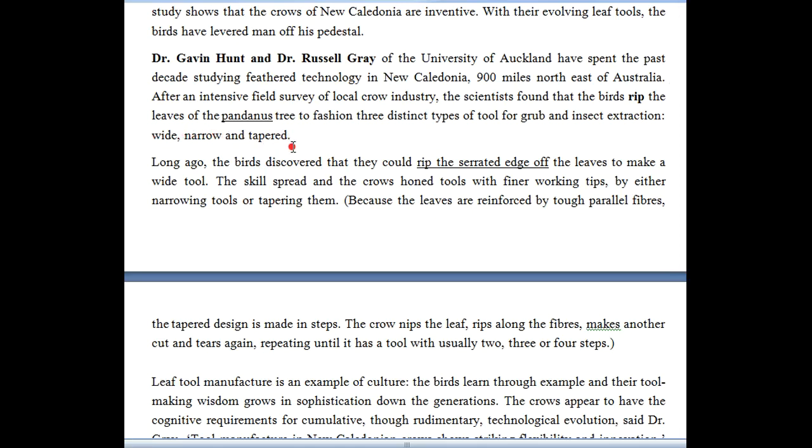But if I miss it here, can I get it somewhere else? The skill is spread by either narrowing or tapering them. Again the same thing. In the design, the crow nips the leaf, rips along the fibers. Again we are getting the same answer. The crow nips means cut the leaf, rips along, I have already given this answer, makes another cut and tears again, repeating until it has a tool with usually 2, 3 or 4 steps. Okay, so we got the answer. Number 1 is wide, and the last one is tapered.